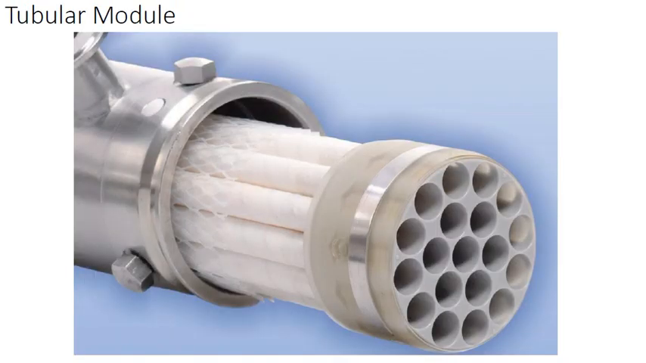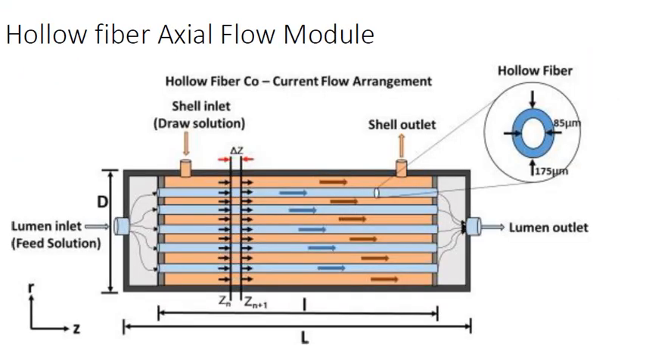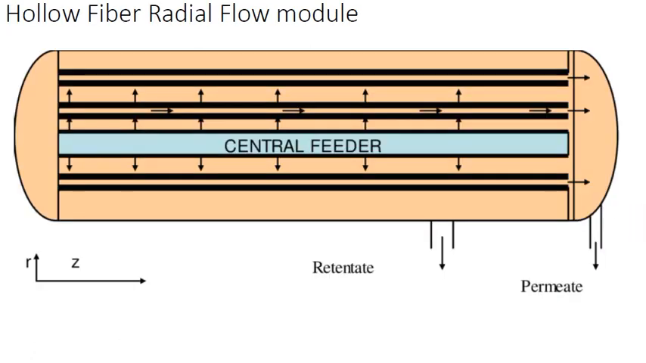Now the next type of modules are the tubular modules. Basically, tubular modules have a geometry similar to the hollow fiber axial flow module. So both have similar geometry. In the tubular module also you have tubes and a shell, feed flows inside the tube, and the permeate flows inside the shell, and both are in the axial direction. Both permeate and feed flow in the axial direction only. The difference is that in the axial flow hollow fiber module you have fibers as the membrane. In the tubular module you have tubes as the membrane.